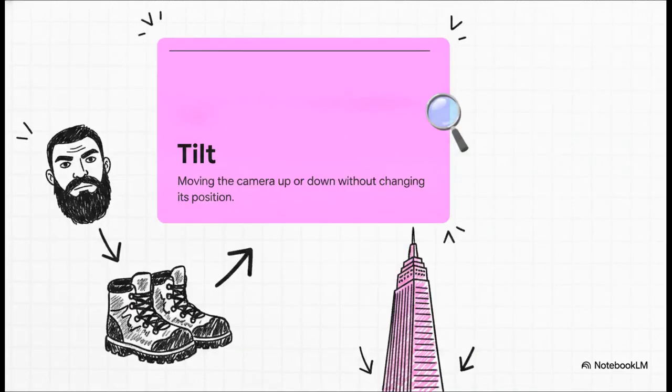Next up, we have the tilt. Now this is the exact same concept as the pan, but we're operating on the vertical axis. You're moving the camera up or down without actually changing its physical position in space. And tilts, they are absolutely fantastic for reveals. Just imagine tilting up from a character's beat-up, muddy shoes all the way to their face to show they've just survived this grueling journey. Or tilting up the side of a massive, imposing skyscraper to make your audience feel incredibly small. It's all about looking up and looking down.